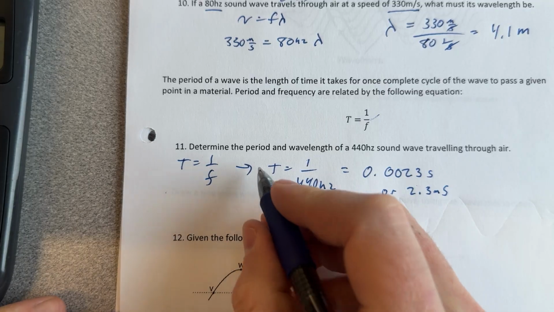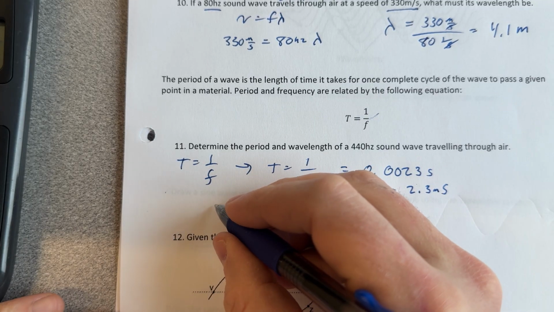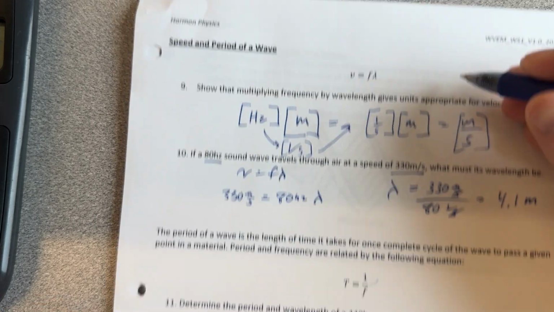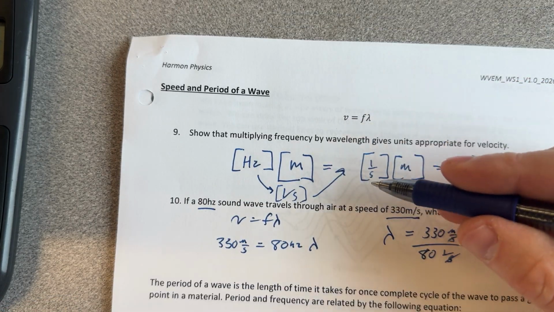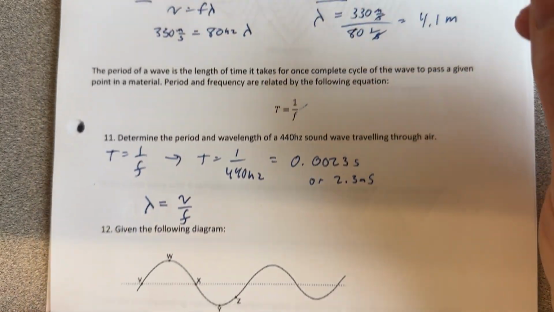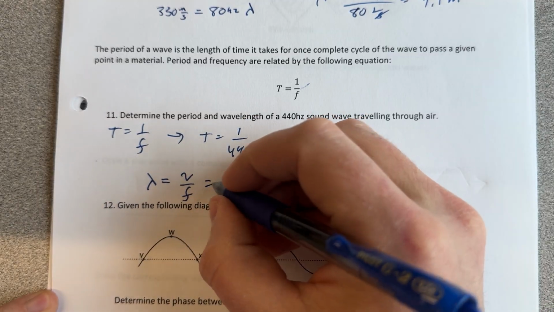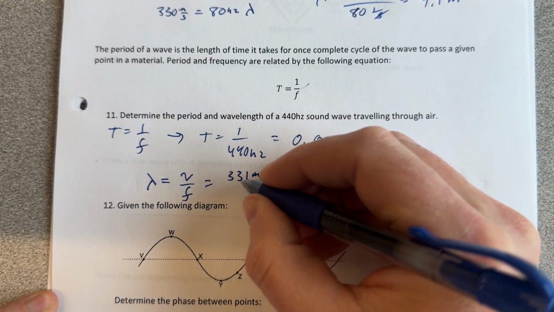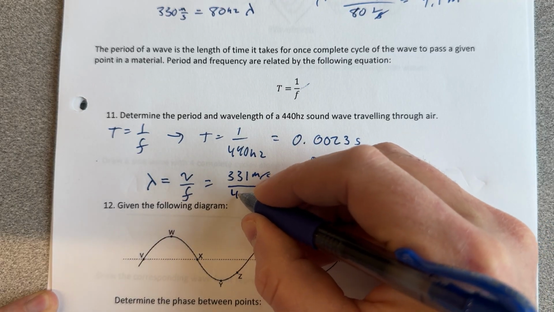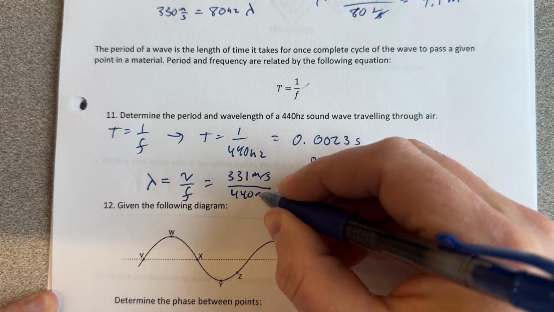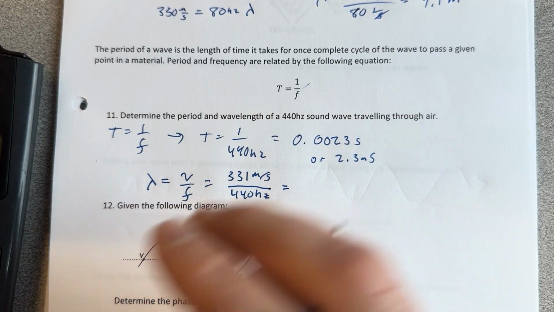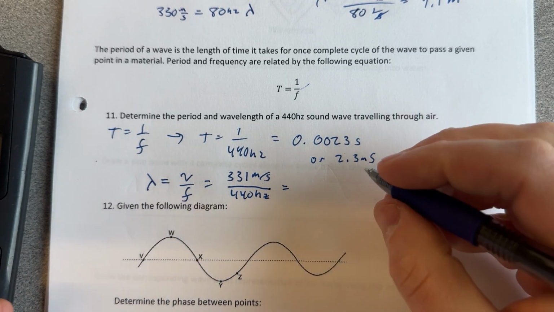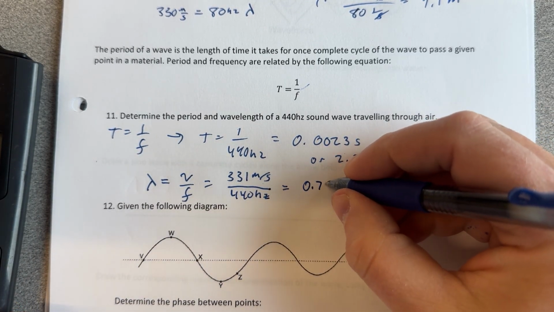All right, and then for the wavelength, I've got to use the wave equation. So lambda equals v over f. I'm just taking the equation I learned up here and rearranging it. So the speed in air is 331 on the reference table, over 440 hertz. So we're going to get a wavelength here. 331 divided by 440 is about 0.75 meters.